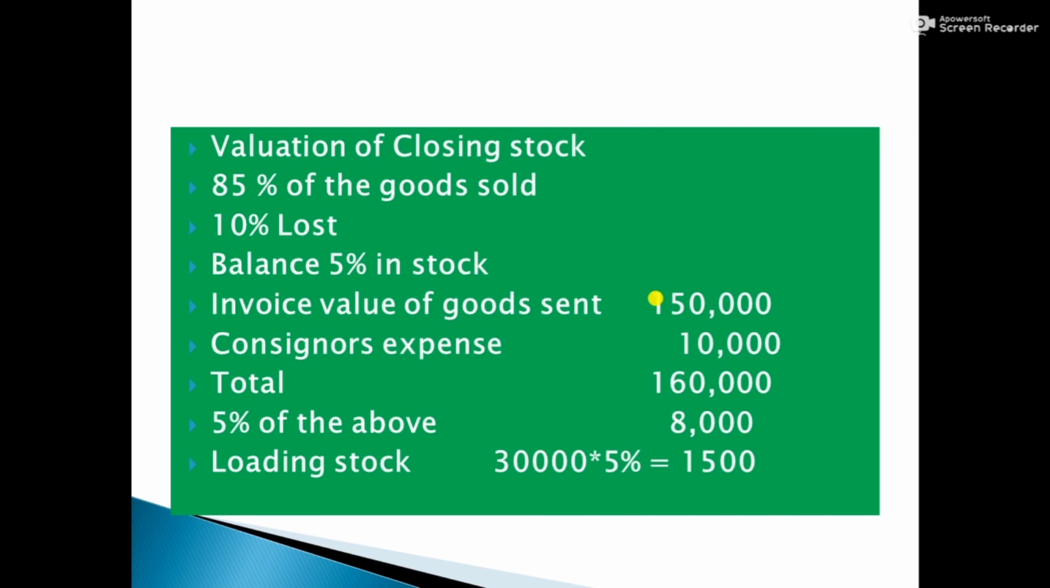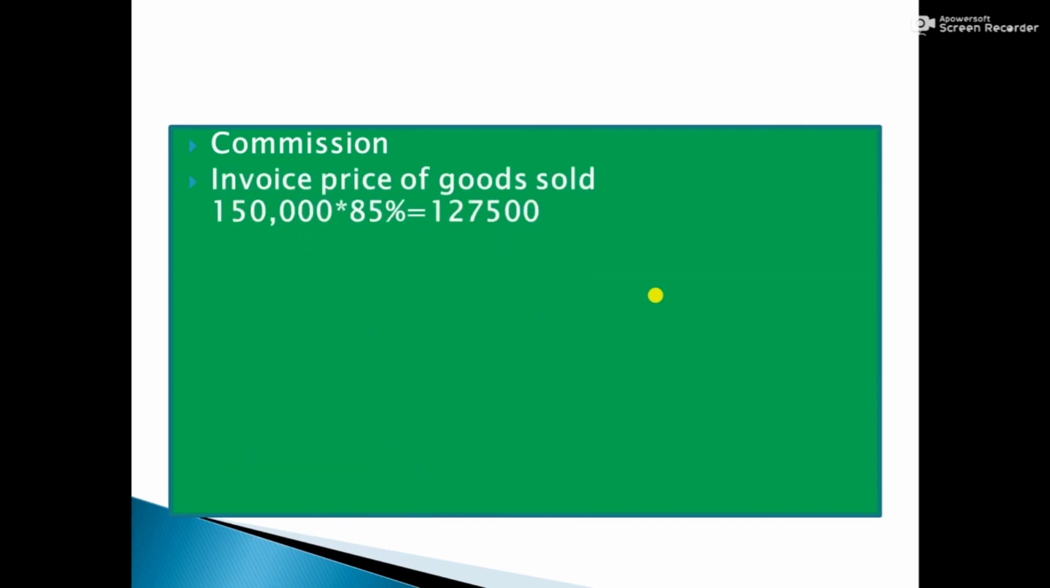Next, calculation of commission. There are 3 commissions. 1, 10% commission on sales and 20% of any excess realized over invoice price, and in addition 10% on sales will be paid as del credere commission. The invoice price of the goods sold is 1,50,000 into 85%. Total invoice price of the goods is 1,50,000, of which 85% is sold. Therefore, invoice value of the goods sold is 1,27,500.